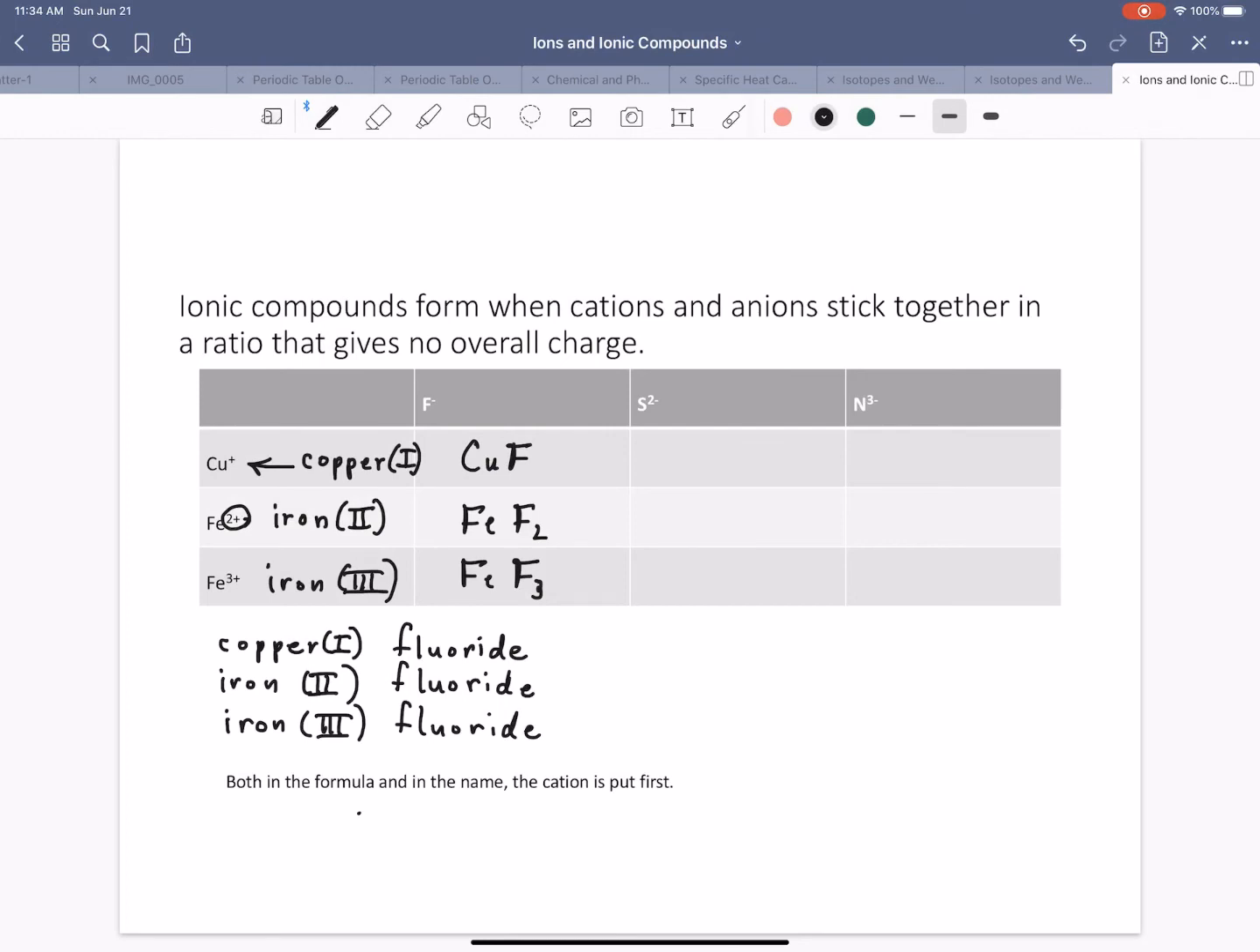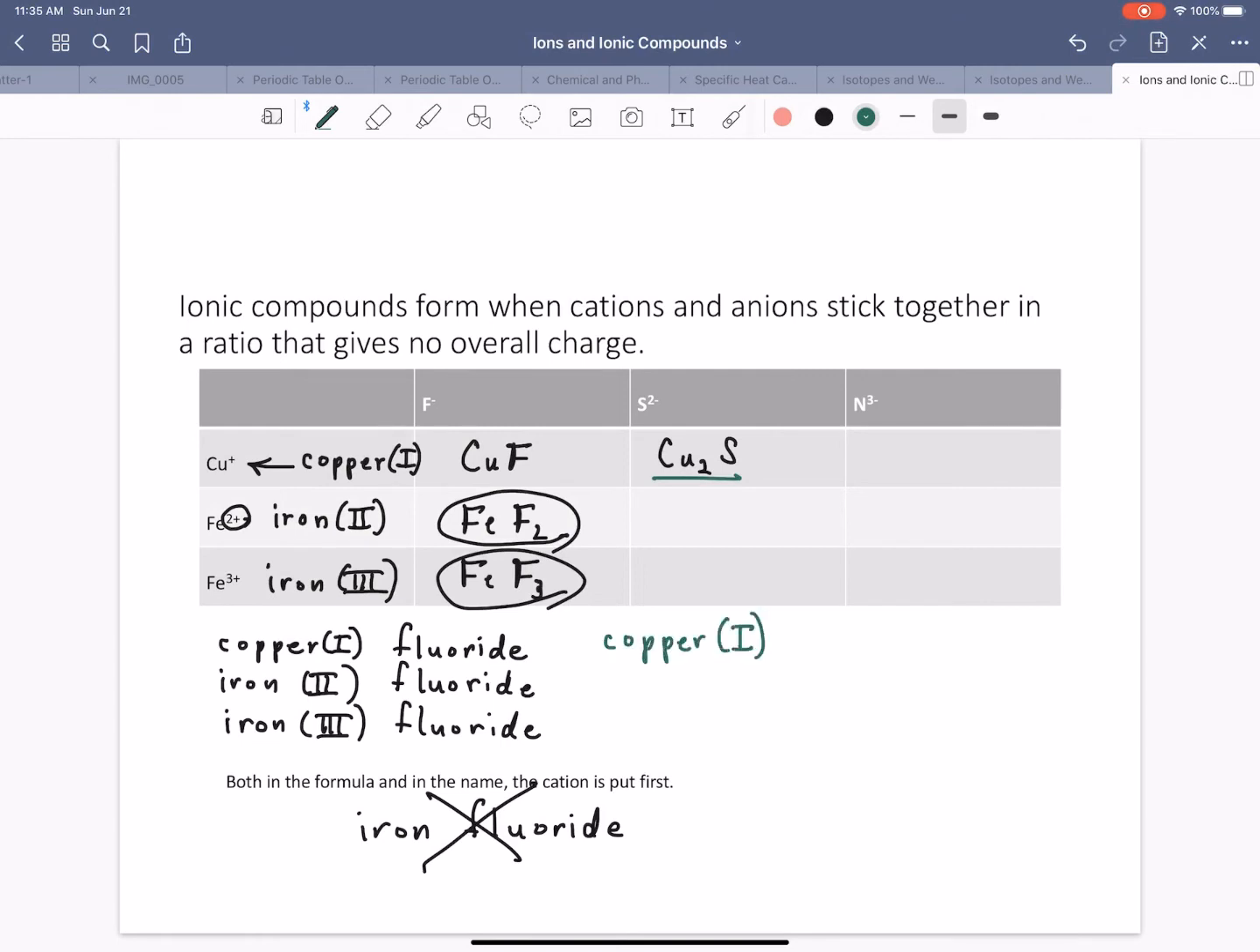If we were just to say iron fluoride, that would be wrong because it's ambiguous. I don't know which one you're referring to, this one or that one. Okay, copper 1 and sulfide, we're going to need 2 copper 1s. So we have a +2 charge to balance that -2 charge. This is copper 1 sulfide.